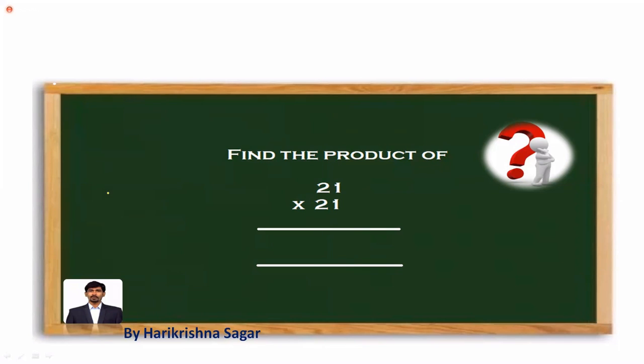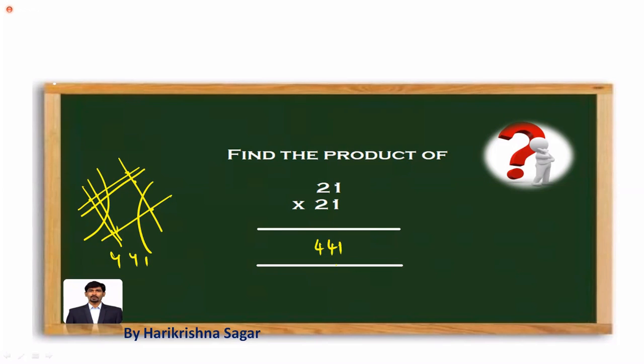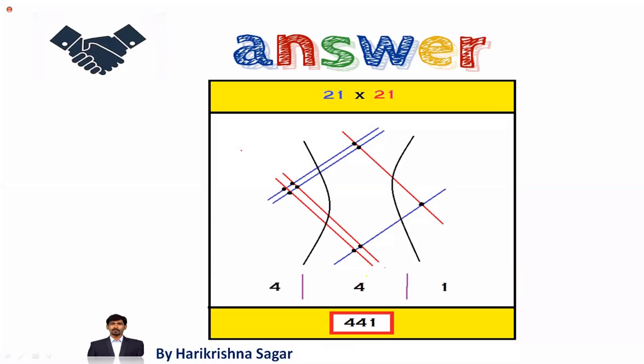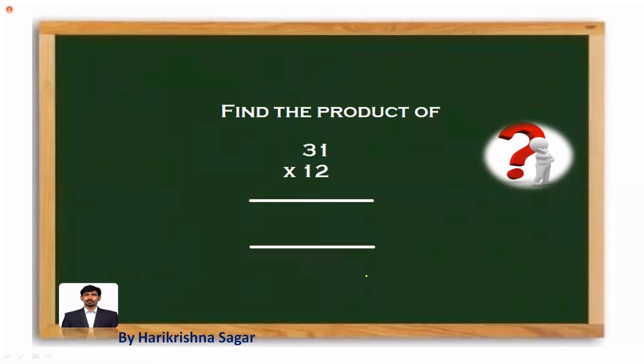21 into 21 is there. So 21: the first digit is 2 and the next digit is 1. In order to find out the value, you can just look at these intersections. 1, 2, 3, 4 and 1, 2, 3, 4 and here it is 1. So the answer choice is going to be 441. So that's what I have discussed here. You are able to understand. Can you tell me what is 31 into 12?